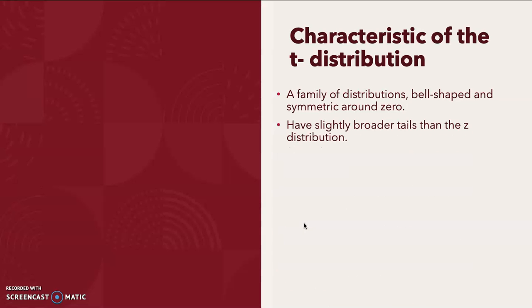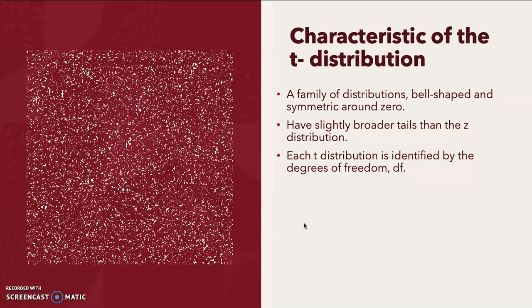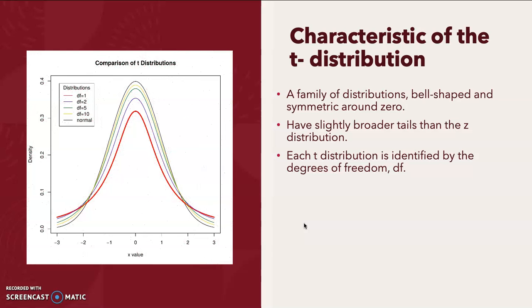About the characteristics of the t-distribution: the t-distribution is actually a family of distributions, which are similar to the z-distribution in that they are all bell-shaped and symmetric around zero. However, all t-distributions have slightly broader tails than the z-distribution. Each t-distribution is identified by the degree of freedom, as seen in the diagram here.